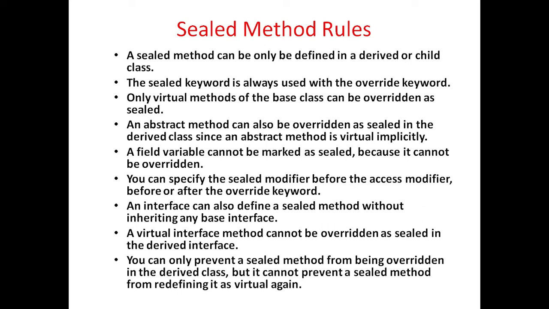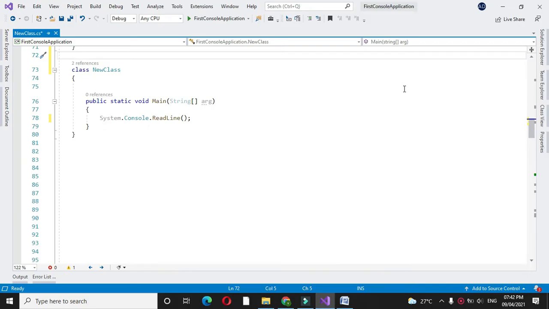And you can only prevent a sealed method from being overridden in the derived class, but it cannot prevent a sealed method from being redefined as virtual again. Here we will write a program to explain the working of sealed method.